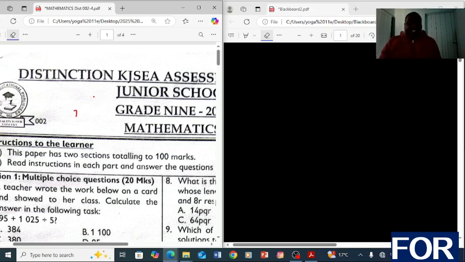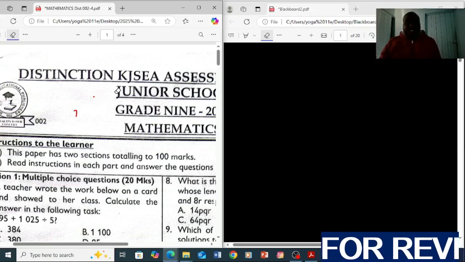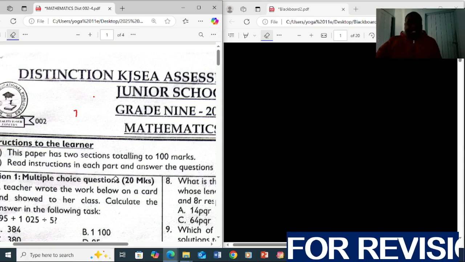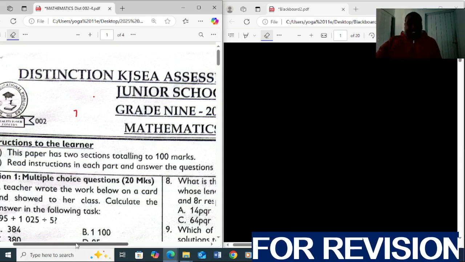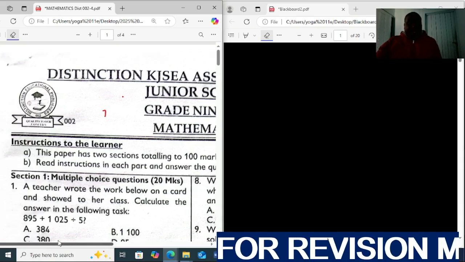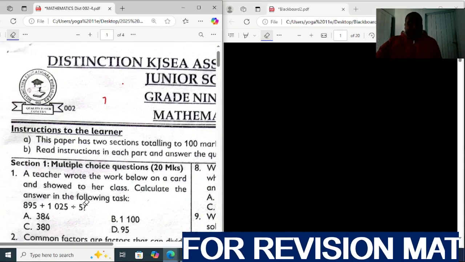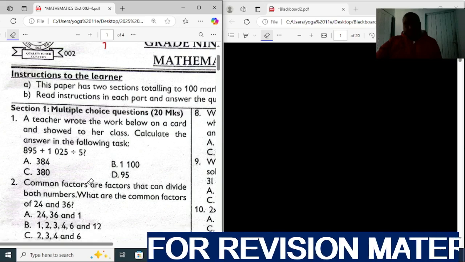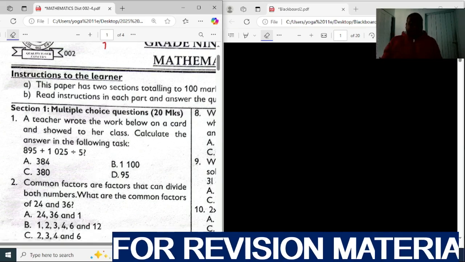Welcome to KJSEA assessment exam, grade 9. We are preparing, this is mathematics paper. Mathematics is just one paper. So we start with multiple choices, section A, option 1. So we start with number 1.